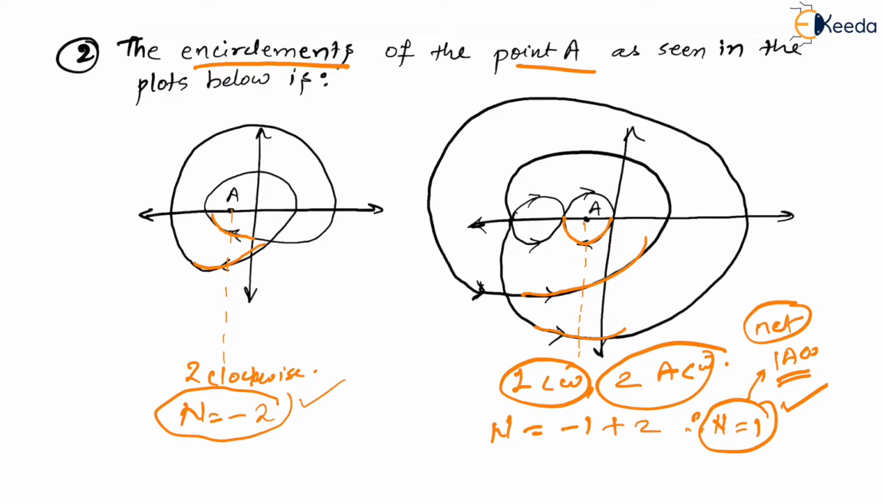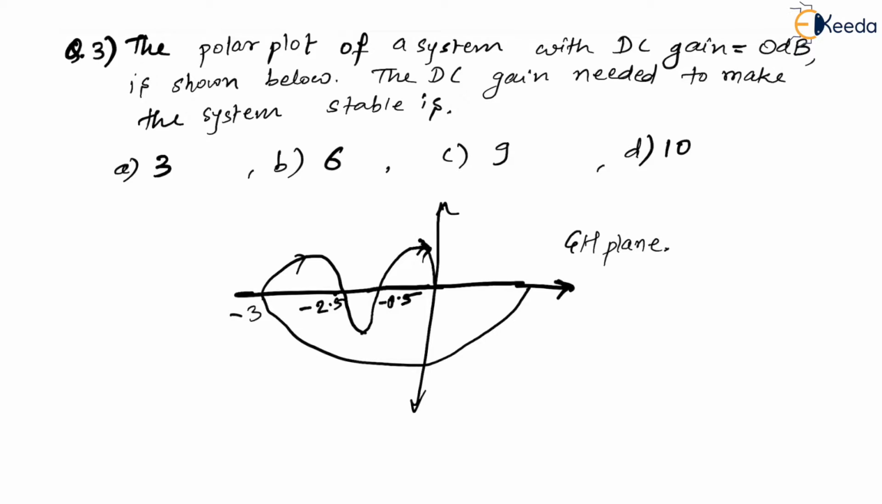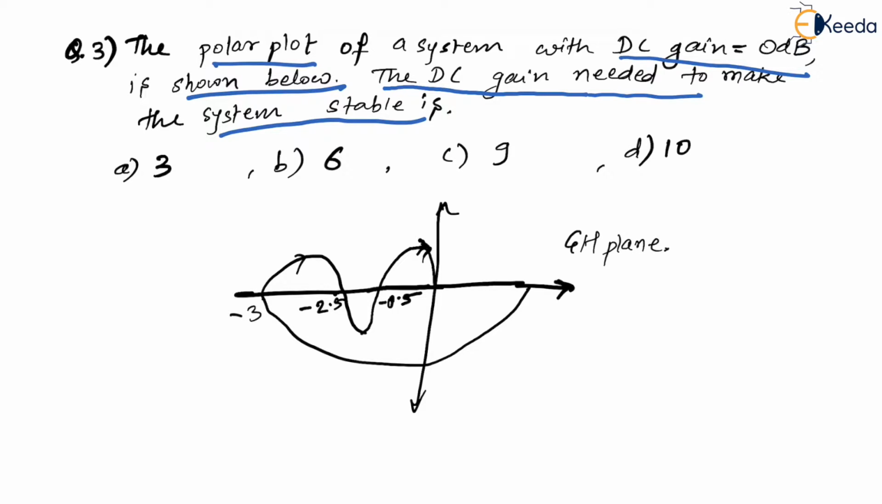Now third question. If you see the polar plot of a system with DC gain equal to 0 dB is shown below. The DC gain needed to make the system stable is, now see, I will tell you one thing. Let us firstly focus on DC gain equal to 0 dB. What does that mean? When we say that DC gain is equal to 0 dB, if I want to convert it, you should have that idea that 0 dB means k is equal to 1, DC gain k is equal to 1.